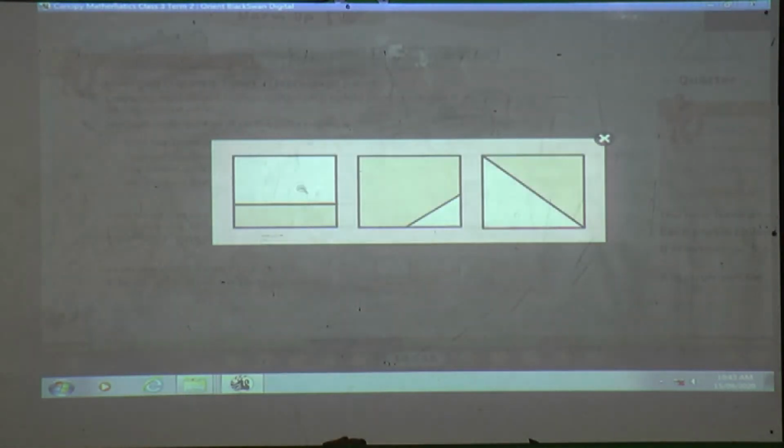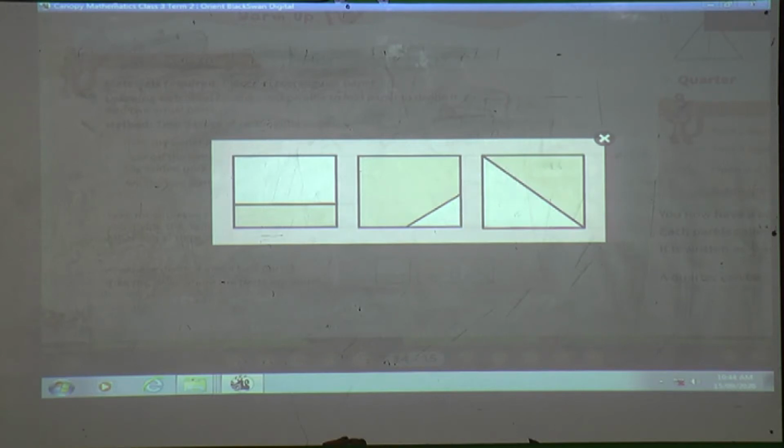See the first diagram. Here is one square. Are these two parts equal? No, these two parts are not equal. In the second diagram also, one part is bigger and the other part is smaller, so this second one is also not equally divided.